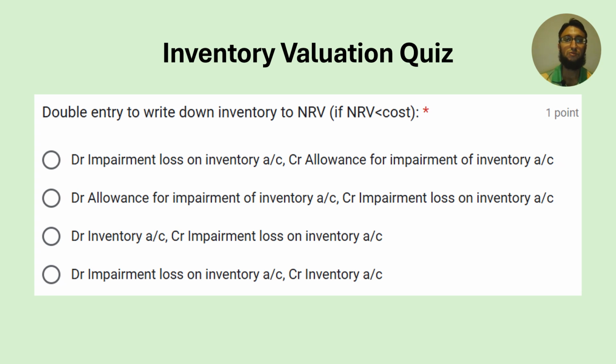The double entry to record the write-down would be to increase the expense, we would need to debit the impairment loss on inventory account. Okay, to increase the expense, we would need to debit the impairment loss account, and we would need to decrease the inventory account. So the correct answer here would be to debit impairment loss on inventory and to credit inventory.